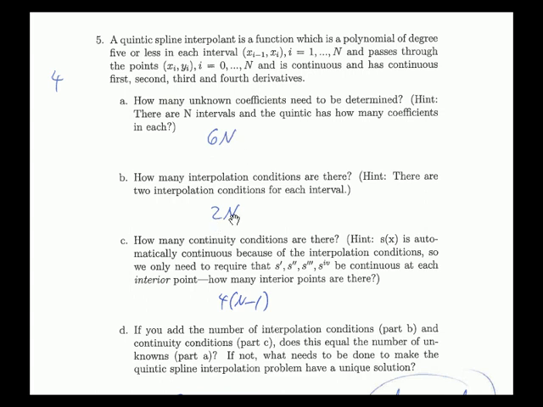How many interpolation conditions are there? Well, there's 2n, because in each strip your polynomial has to pass through the 2 endpoints. And how many continuity conditions are there? Well, S is automatically continuous, so you don't need to require that, but S prime, S double prime, S triple prime, and S fourth are not automatically continuous, so you have to require that those 4 be continuous at the n minus 1 interior points. So 4 times n minus 1.